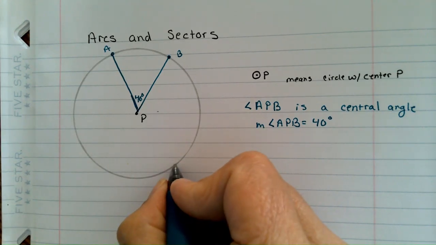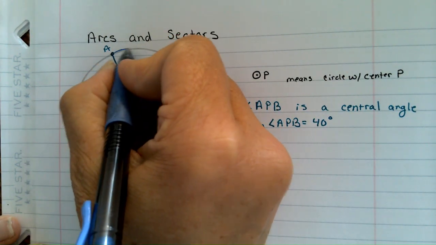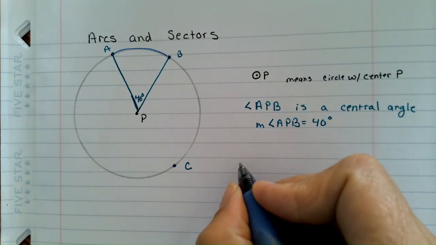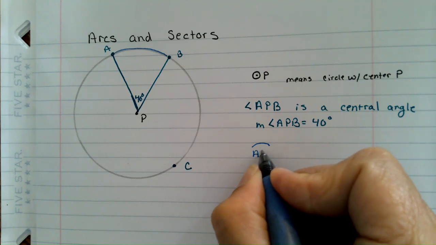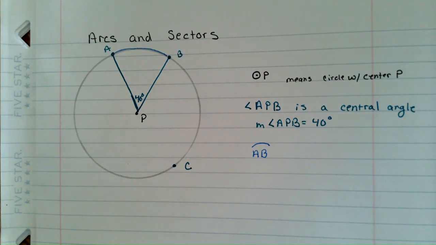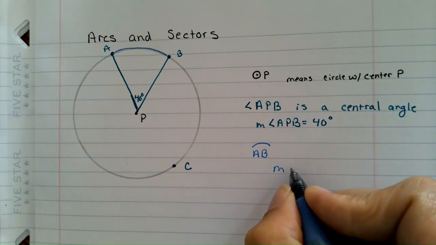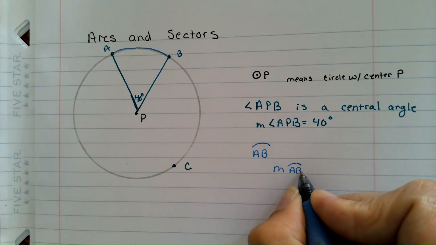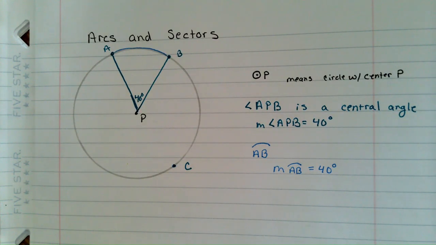And I'm going to go ahead and put a random point on here. It's just anywhere on the circle. We have two arcs. We have the arc from A to B. Okay, so we have arc AB. Now, since the angle is a central angle, the measure of arc AB is also 40 degrees. So that's one of the two arcs that got created by this central angle.